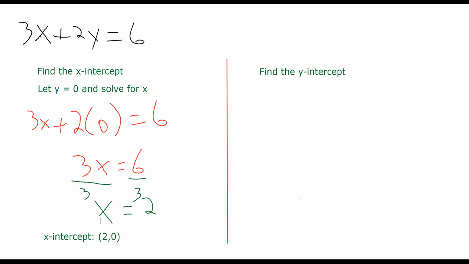So if I ever ask you, what's the x-intercept? Don't just say 2. That is technically wrong. You've got to say it's (2, 0). It's a coordinate.